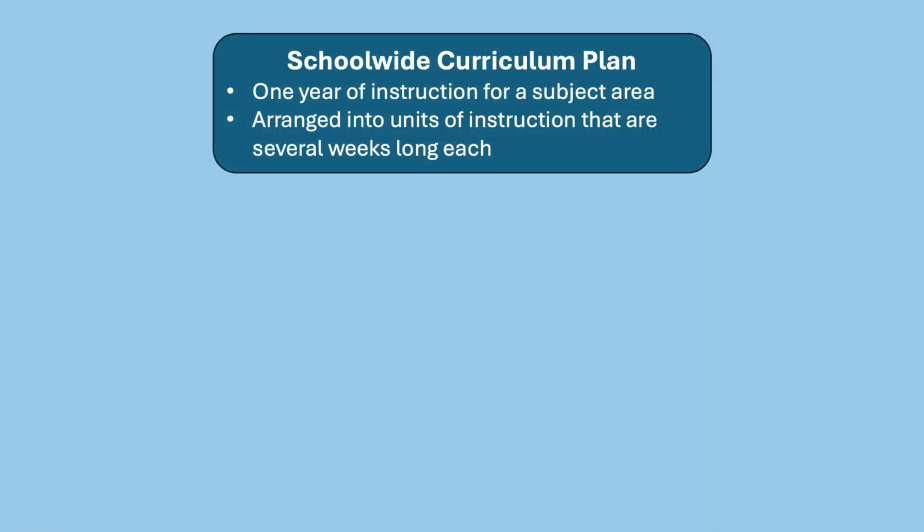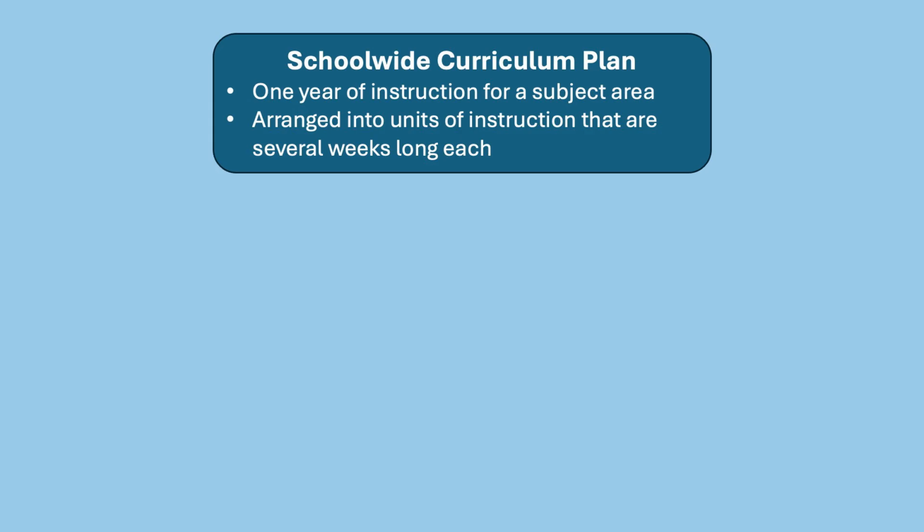So what do we see with an actual school-wide curriculum plan? What is it that I'm looking for? Well, basically what I'm looking for is a document. Usually they're online, but I've seen paper versions of documents. Whatever it is, however the school goes about it, it's a document that outlines 1 year of instruction for a specific subject area.